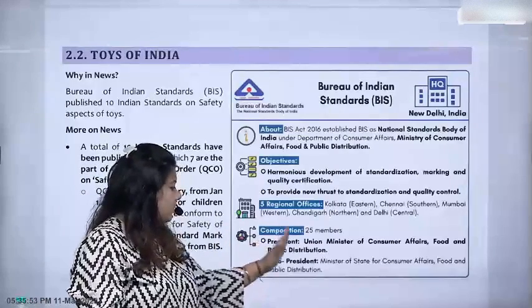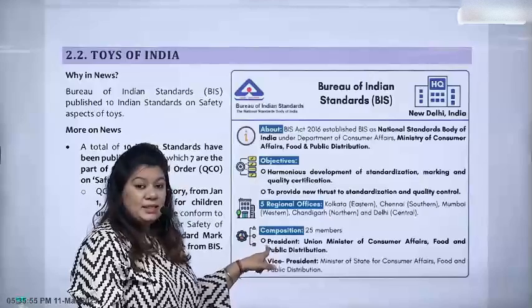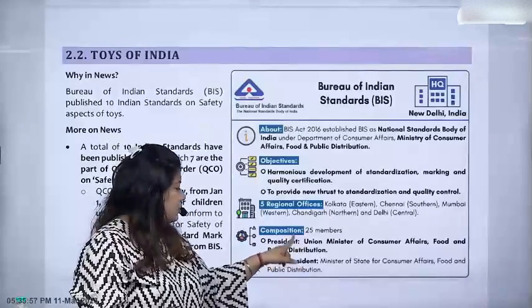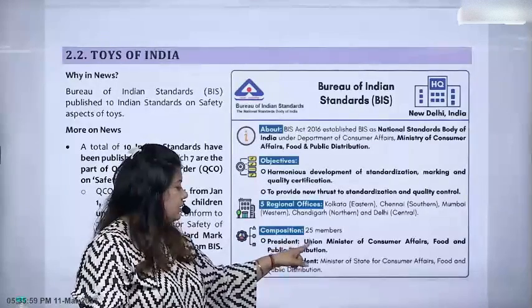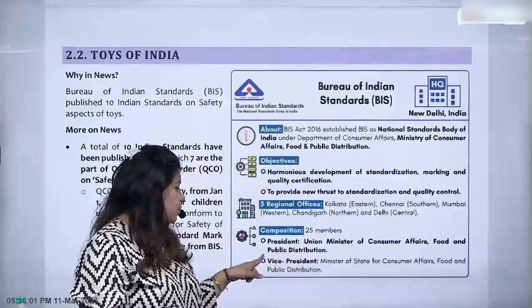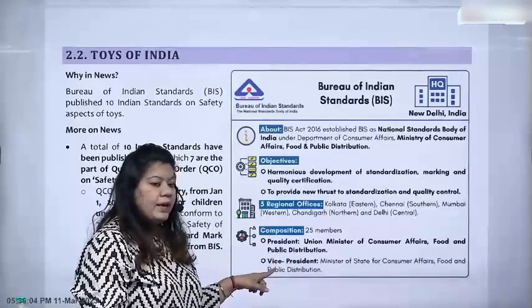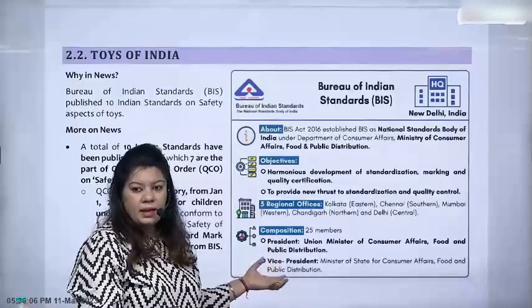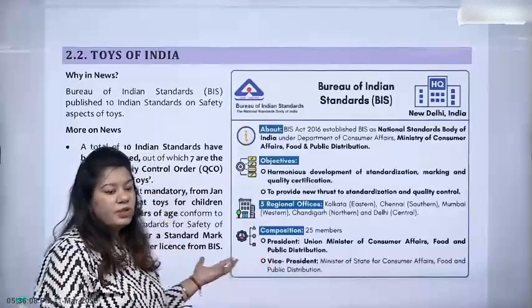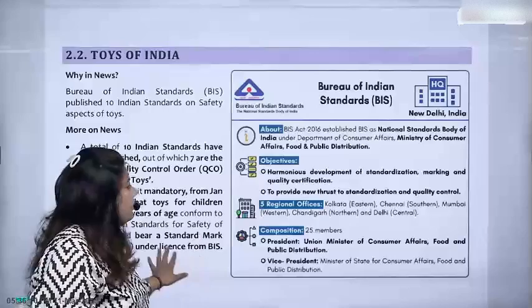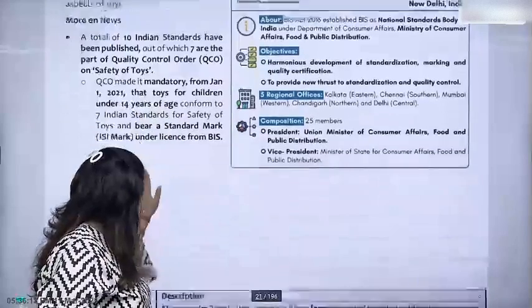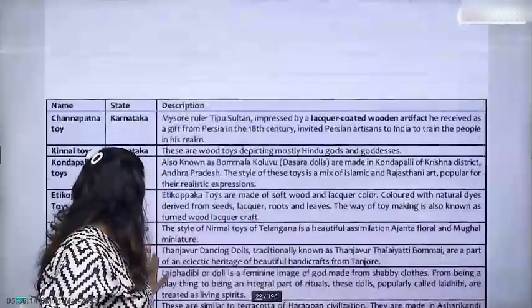Composition, 25 members. This is important. So it is presided by the Minister of Consumer Affairs, Food and Public Distribution, right? Sometimes they may play in the chairman or the president, so you should be knowing this. Okay? Now coming to again extra information.